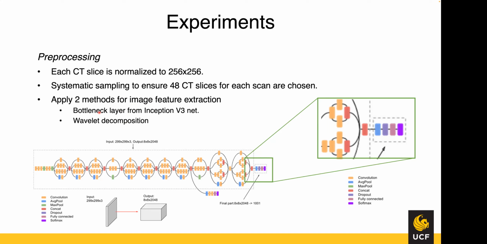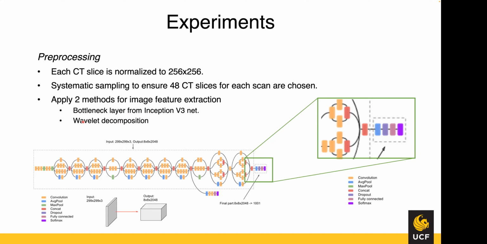The first is they actually use the bottleneck layer from the Inception v3 network. So this is the Inception v3 network. And towards the end of the network here, if you zoom in, it's hard to see, this next to last fully connected layer is called the bottleneck layer. And so they use the feature map from this as a kind of pre-processing.